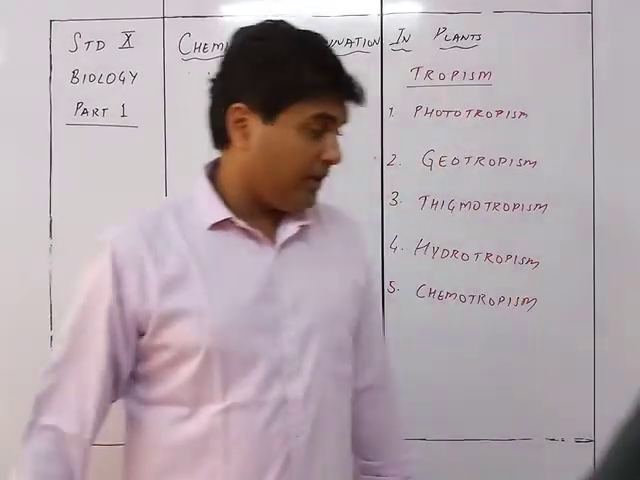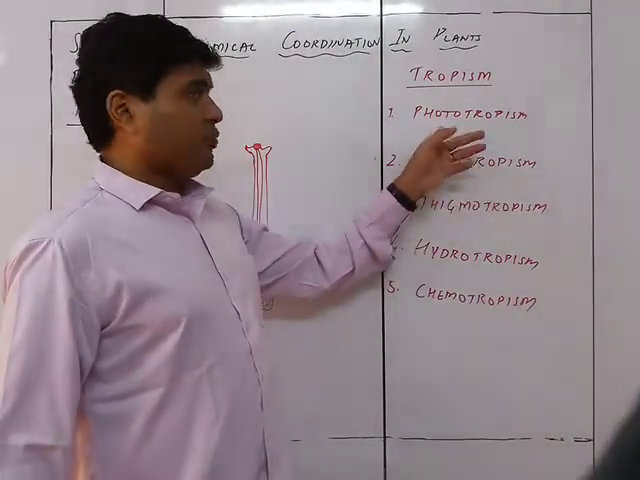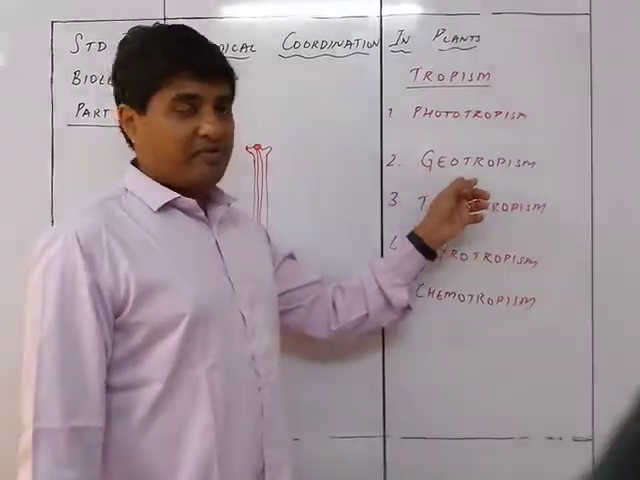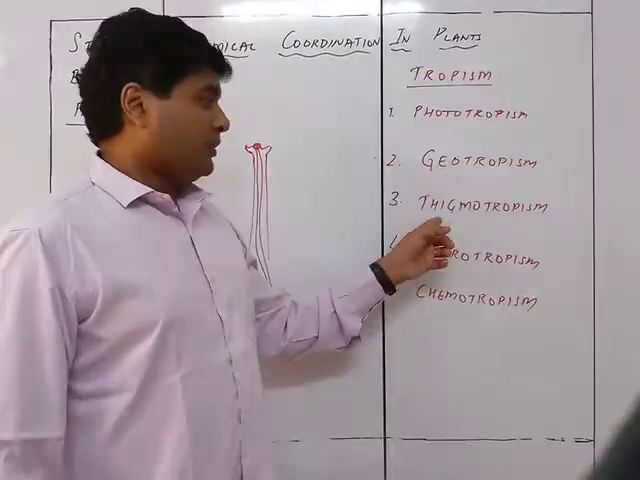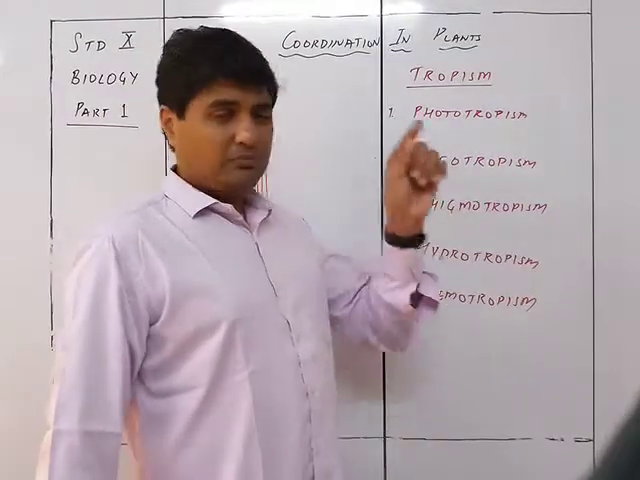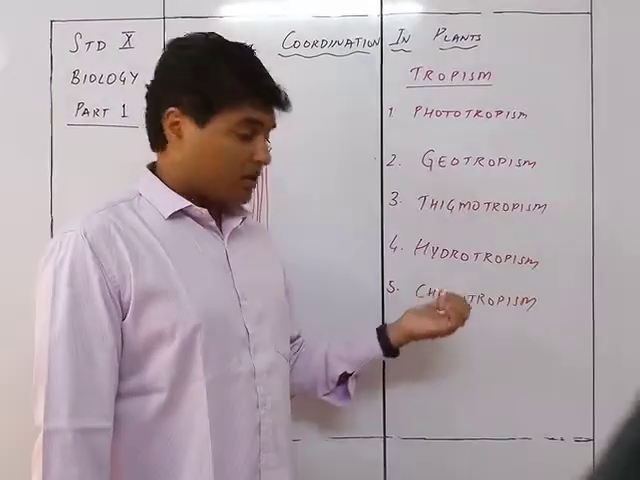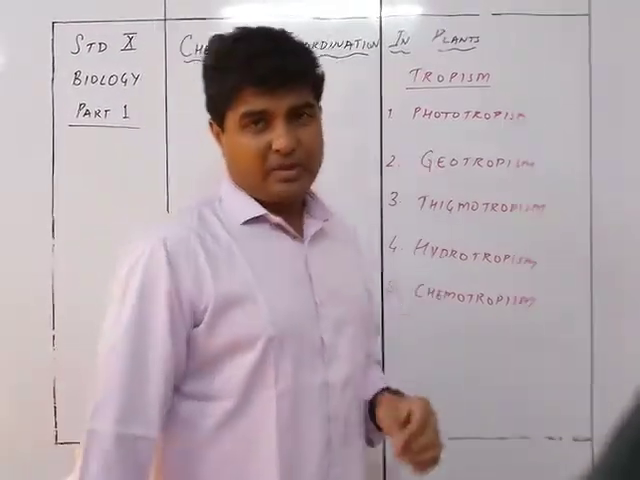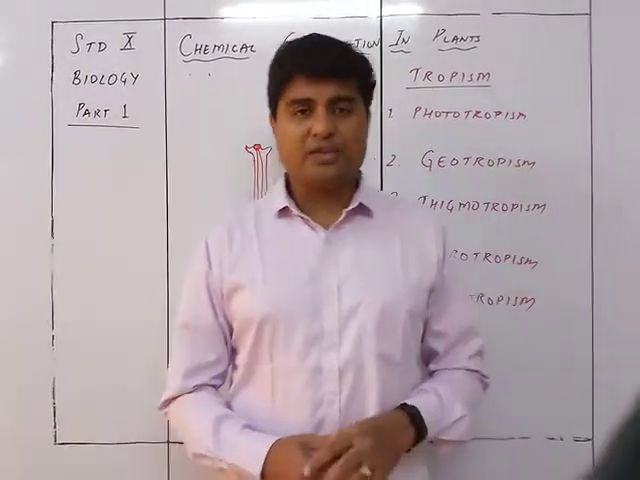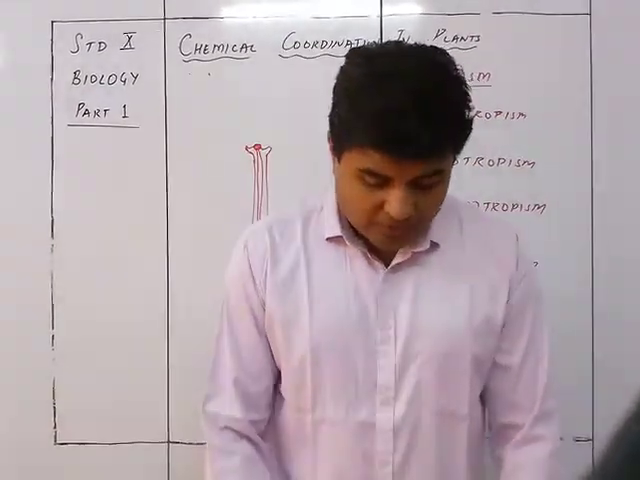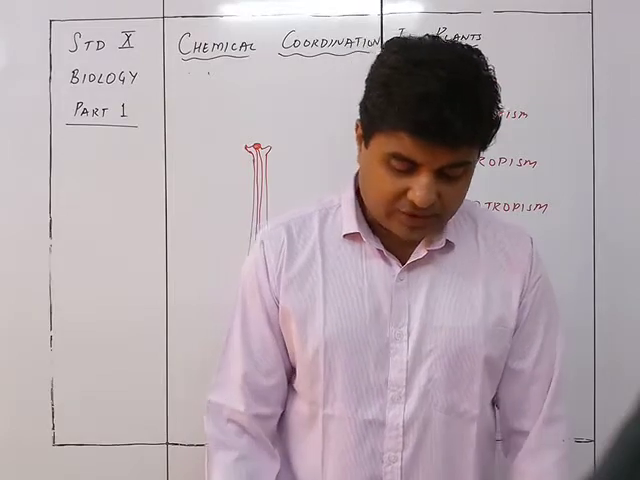And yes, we know the different tropisms: phototropism, light related; geotropism, gravity related, that is earth; thigmotropism, that is related to touch; hydrotropism, the water; and chemotropism, the chemicals which could act as a stimulus. So this was about the chapter chemical coordination in plants.